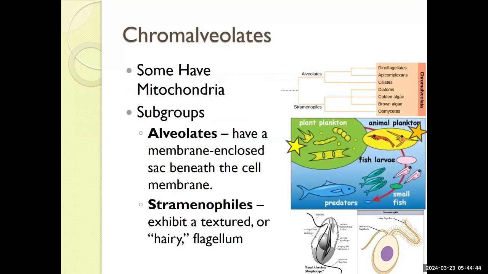Next group are the chromoalveolates. They are further divided into subgroups alveolates as well as stromatophiles. The big thing to recognize here is that the alveolates have a membrane-enclosed sac beneath the cell membrane, so they have an extra layer. The stromatophiles have hairy flagella. Overall, the chromoalveolates serve as the base of our food chain.